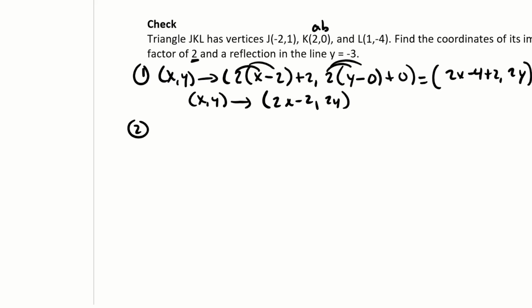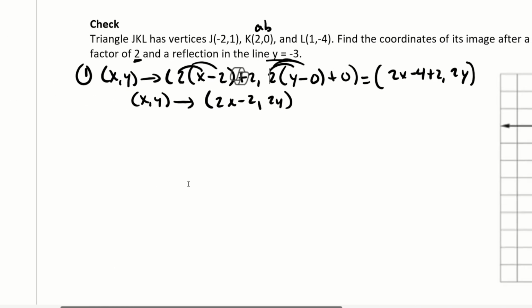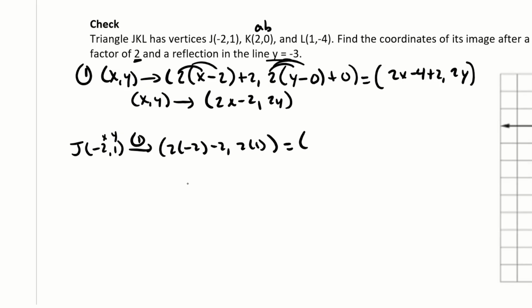Transformation number 2 is a reflection in the line y equals negative 3. That one is not really easy to come by, so I'm not going to write a rule for that, but we are going to transform it using the graph, okay? So let's do the first transformation. We're going to plug this in. This is x, this is y. We're going to plug it into this formula. Okay. So we have 2 times negative 2 minus 2, and then 2 times 1. So we have negative 4 minus 2 is negative 6. Okay, that's the first transformation.